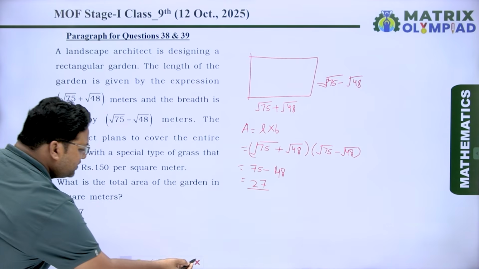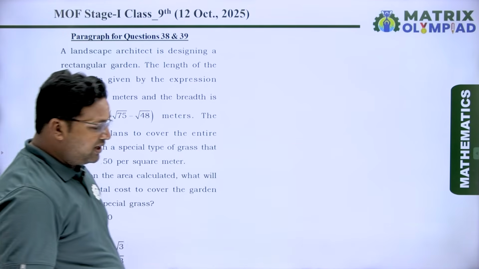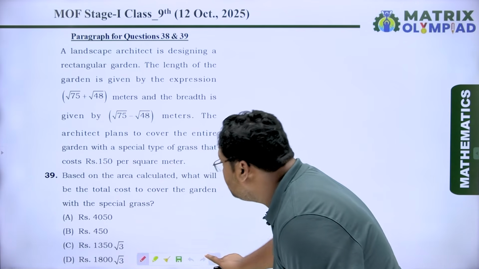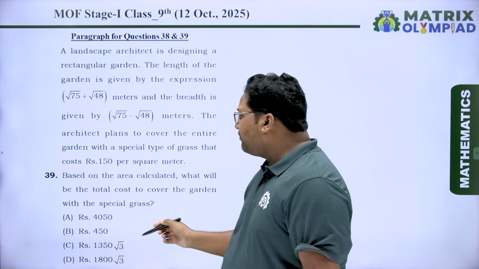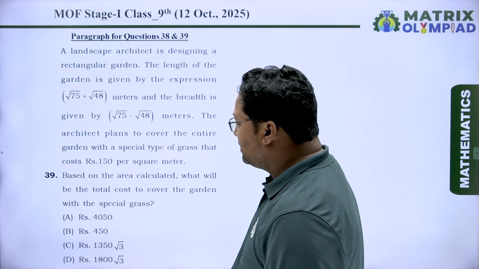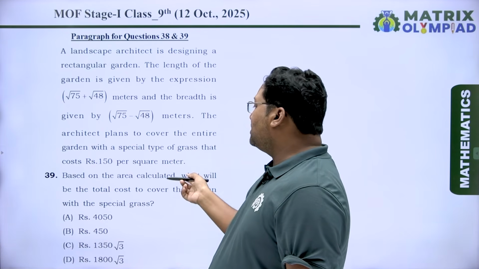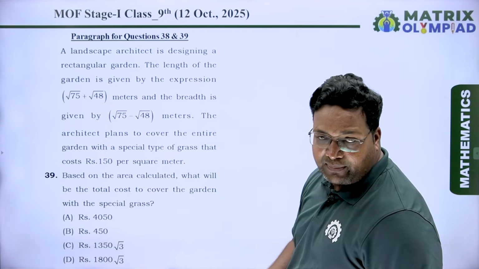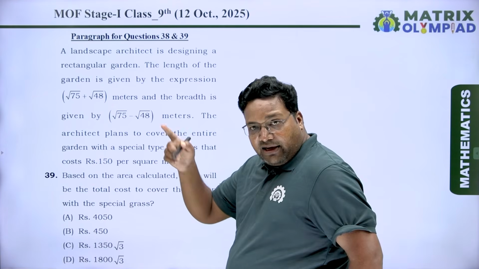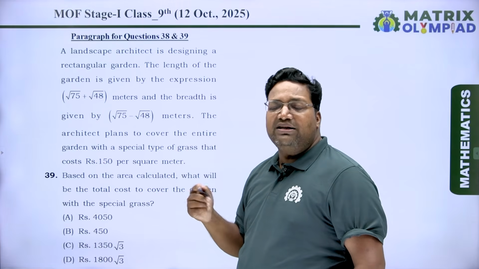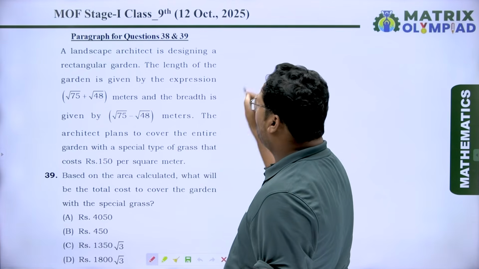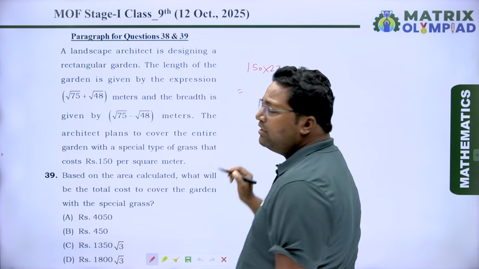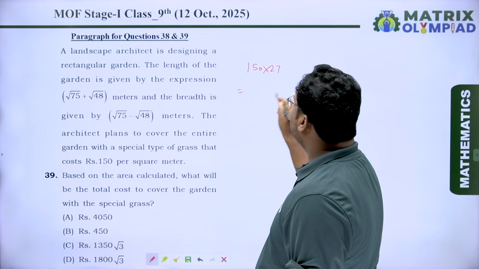Now coming to the next question. Here you can see the paragraph is the same, and based on this paragraph, the question is, based on the area calculated, what will be the total cost to cover the garden with the special grass? Here you can see the cost of 1 square meter is given as 150. The area of the total garden is 27 square meter. So the cost is 150 into 27, so we have to multiply these two terms.